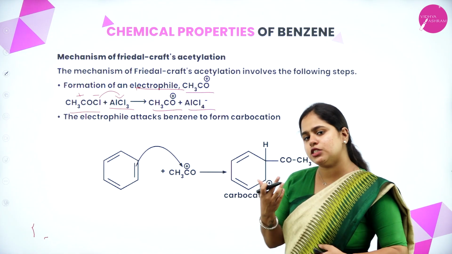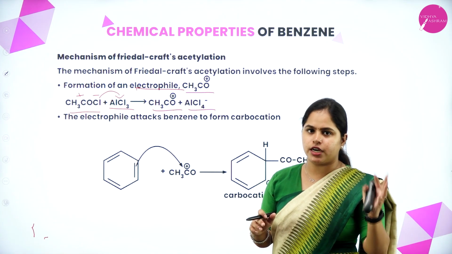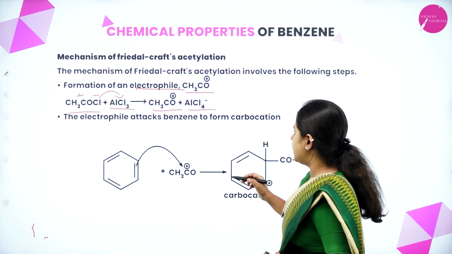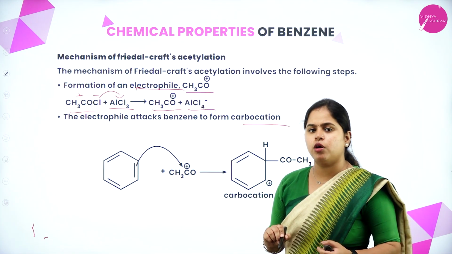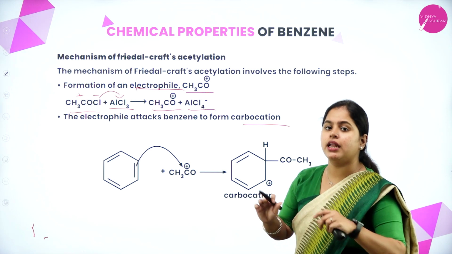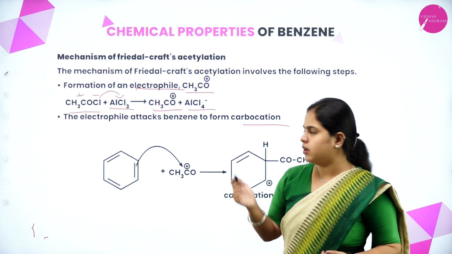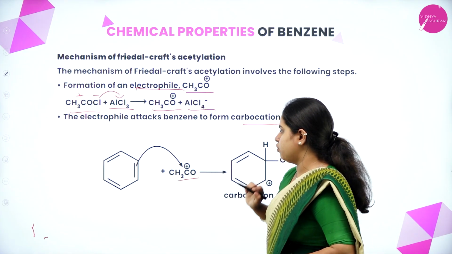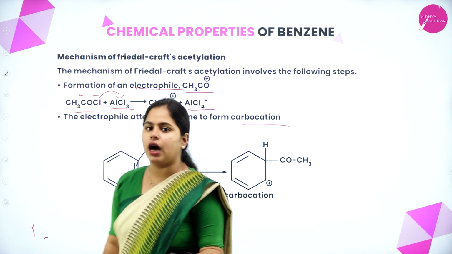Now the second step is what we have already studied in the mechanism of all the reactions in the last session. The electrophile attacks benzene to form a carbocation. The first step was formation of the electrophile, which is formed. Now this electrophile will attack the benzene, and it will form a carbocation.